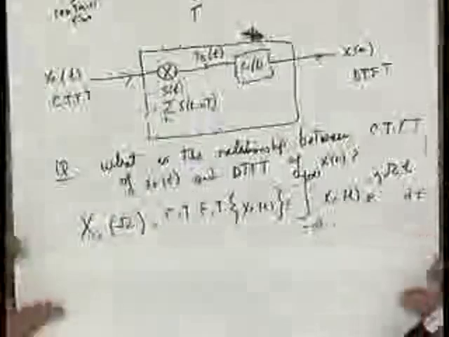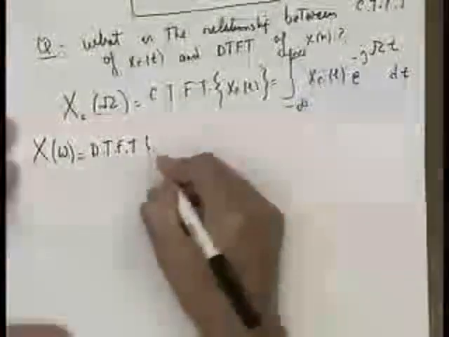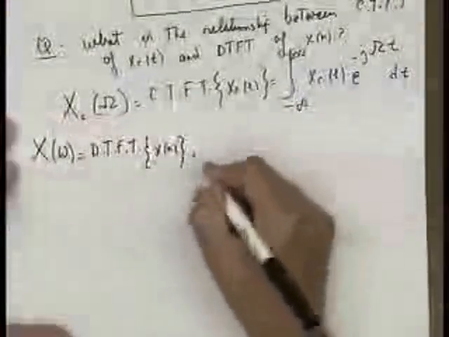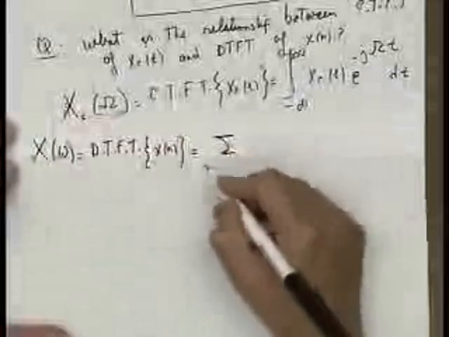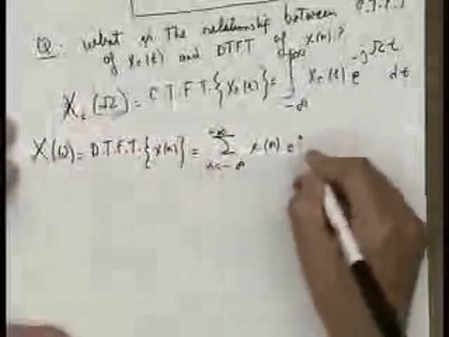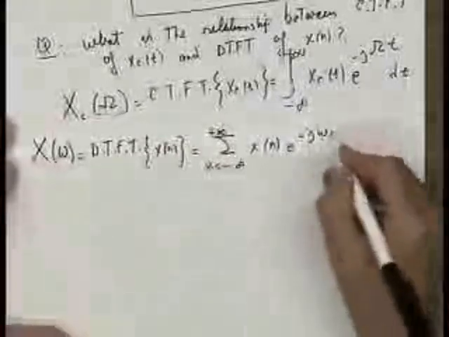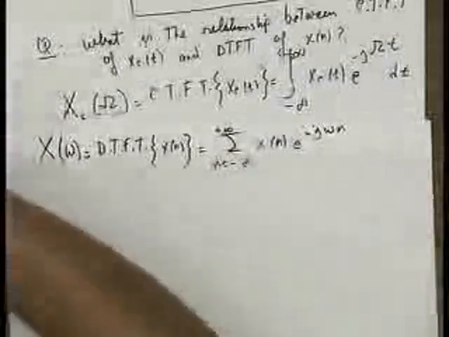This is the expression for the continuous time Fourier transform. And what is the expression for the discrete time Fourier transform? Well, X of omega is the discrete time Fourier transform of x of n, and that we've been talking about quite a bit in the last few lectures. It's the summation over n from minus infinity to plus infinity of x of n e to the minus j omega n.